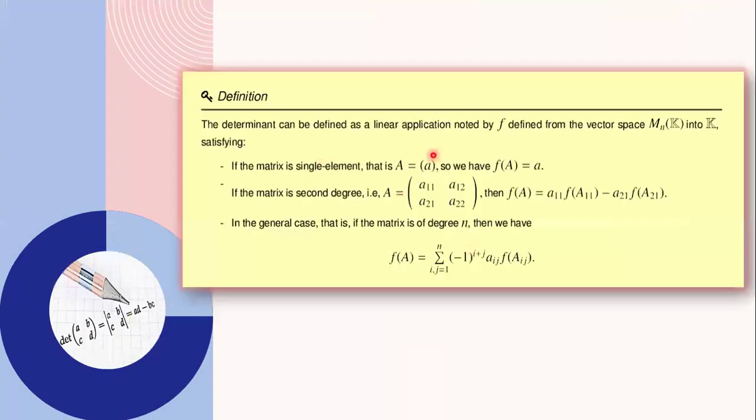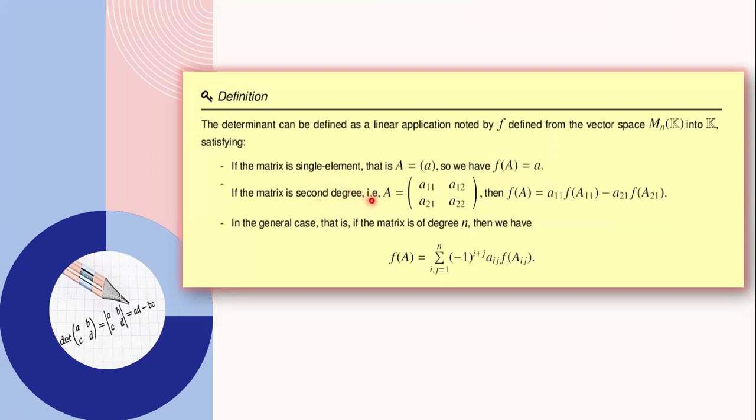Here we have the definition of the determinants. The determinants can be defined as a linear application noted by F, defined from the vector space of matrices that has n rows and n columns, and the coefficients are in the field K, into the field K, satisfying the three propositions. The first, if the matrix is a single element matrix. Here, the matrix has one element A. The image of A under F equals A. So if the matrix has one element, the determinant of this matrix is the element itself.